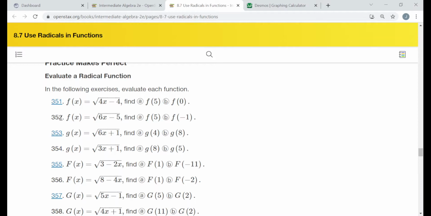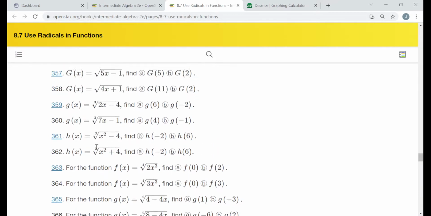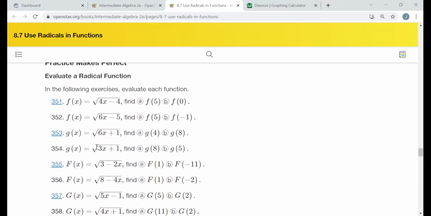I will also have timestamps for each exercise, each example in the description of the video. Okay, so I'll have example 1 in the description. That will correspond to exercise 352. Example 2 will correspond to 354. Example 3 to 356, and so on for all the even numbered problems up to 366. So you can click on the different timestamps if you wish to see a particular question.